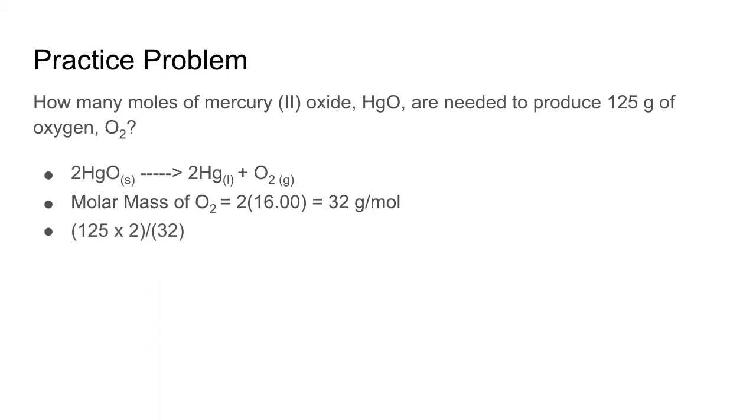First, we need to multiply the 125 grams of oxygen by the number of moles in mercury II oxide, which is 2. We know that because of the coefficient in front of it in the balanced equation. We then divide by the molar mass of oxygen, which was 32, and our answer would be 7.81 moles of mercury II oxide.